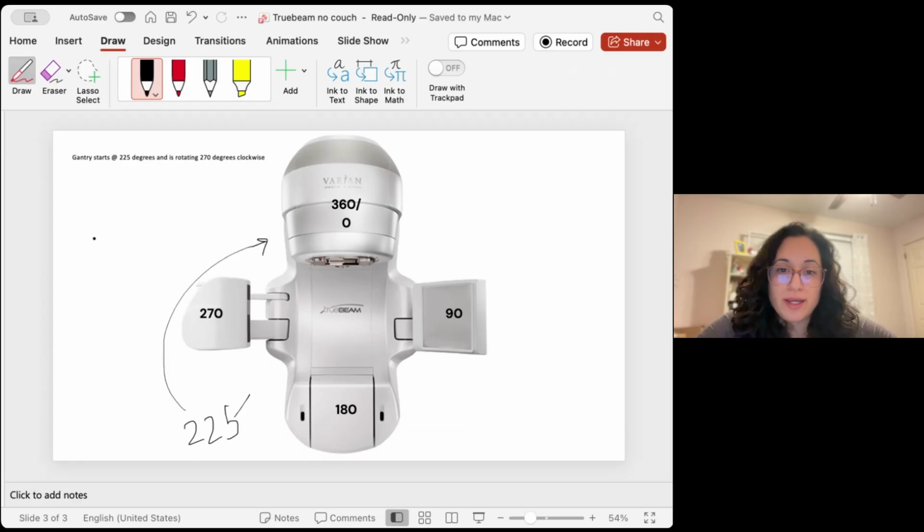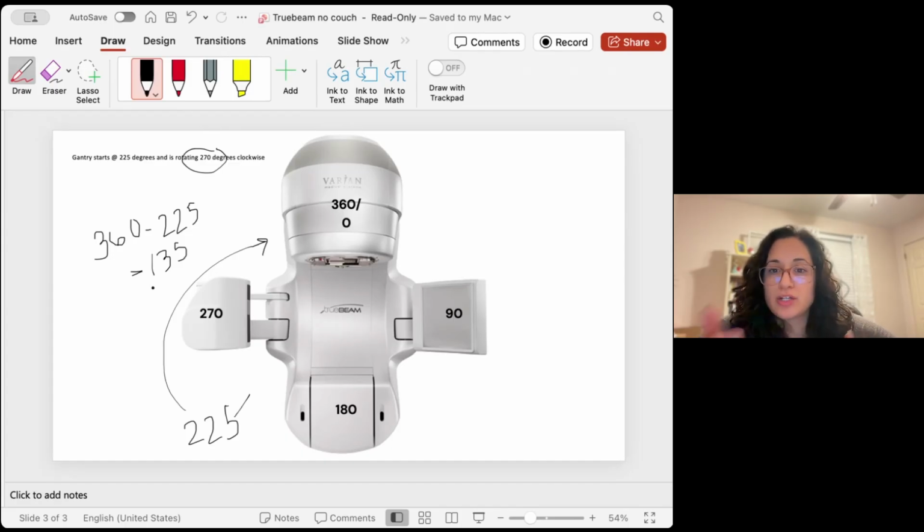So what I'm going to do in my calculator is do 360 minus 225. Can I get 135? So it took 135 degrees for the gantry to get from its starting point of 225 up to 0. But we said it's going to travel a total of 270 degrees.